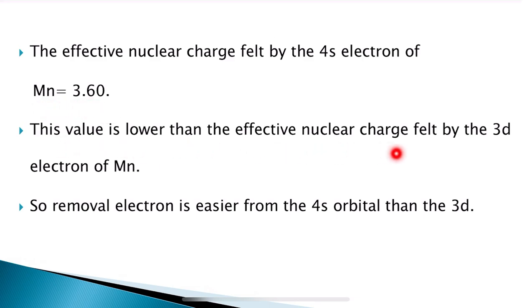This value is lower than the effective nuclear charge felt by the 3d electron of manganese. So the removal of an electron is easier from the 4s orbital than the 3d orbital. In this way we can use Slater's rule to justify the formation of cations in transition metals, that is, during the formation of a transition metal cation, electron removal takes place from the outermost s orbital and not from the d orbitals.